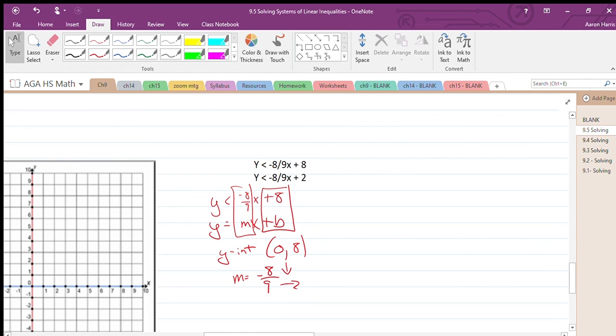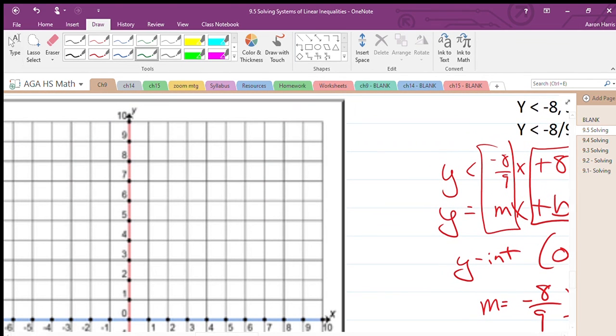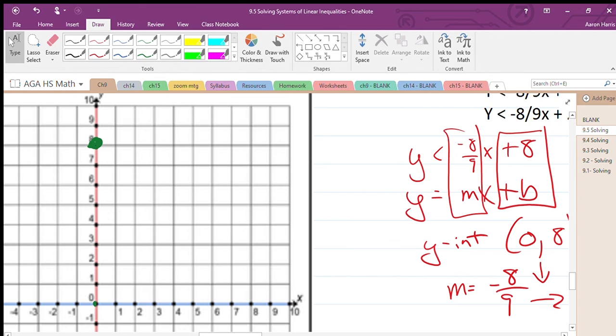Let's find 0, 8. Alrighty. So here is 0. Here is 8. And I'm good to go. My slope is negative 8 over 9. Down 8. 1, 2, 3, 4, 5, 6, 7, 8. And go to the right 9. 1, 2, 3, 4, 5, 6, 7, 8, 9.